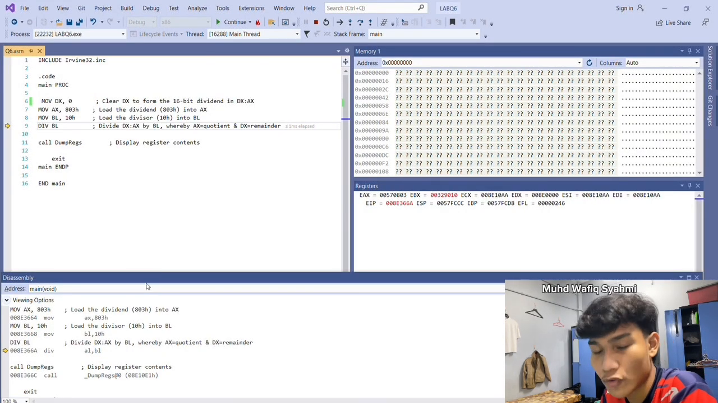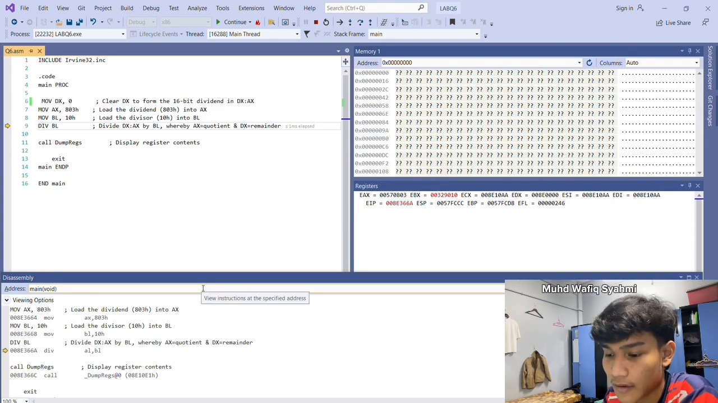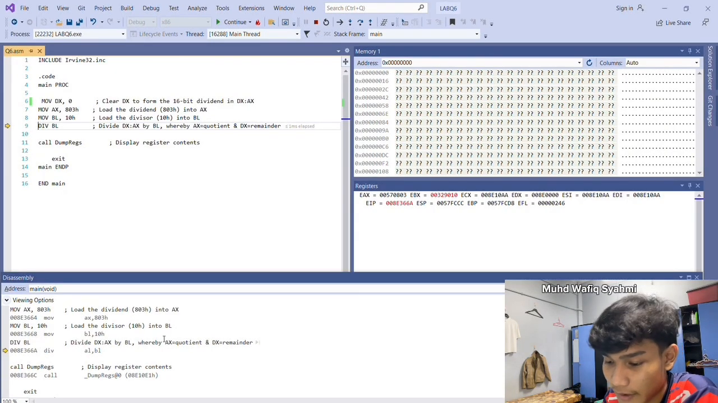After we calculate, 2051 divided by 16, we get 128, remainder 3. So therefore al equals 128, which is 80h in hexadecimal, and ah equals 3, which is 03 in hexadecimal. So ax becomes 0380h.